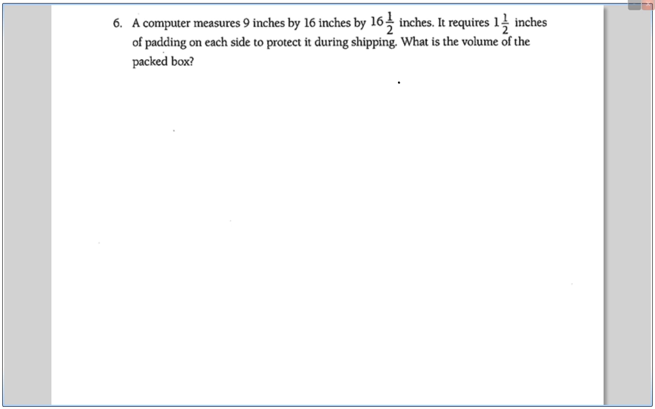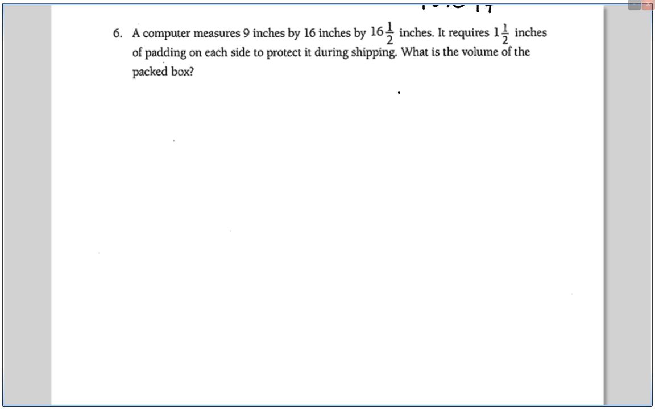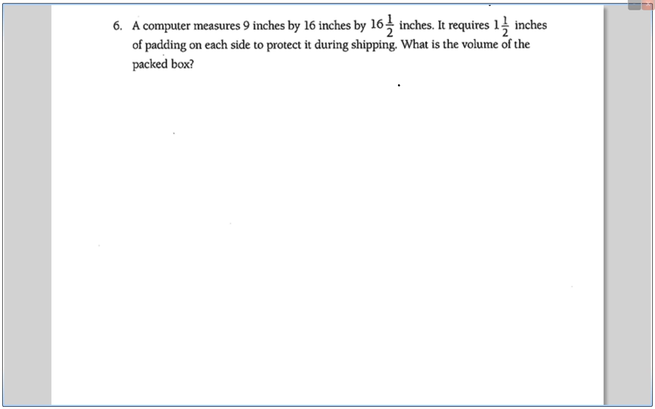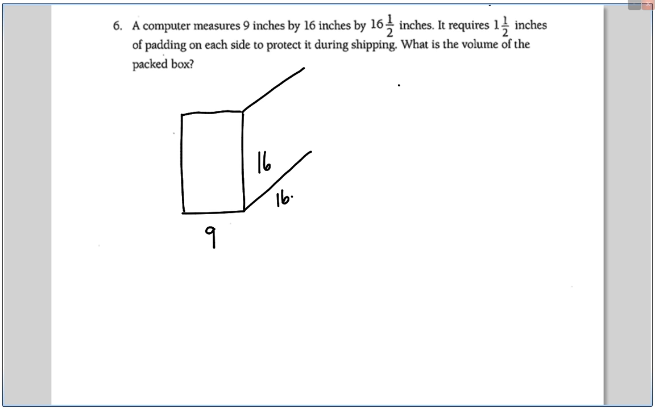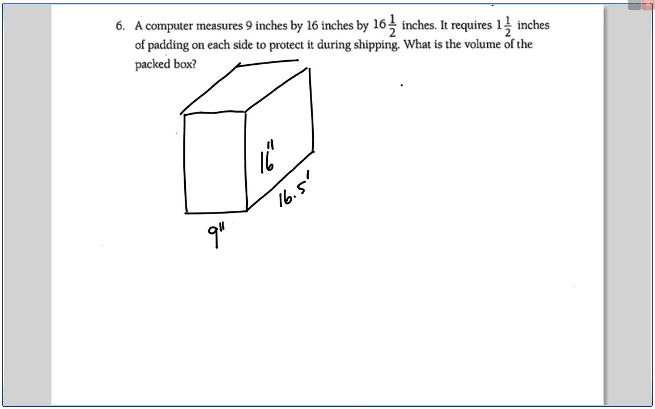A computer measures 9 inches by 16 inches by 16.5 inches. It requires 1.5 inches of padding on each side to protect it during shipping. What is the volume of the packed box? Okay, 9, 16, and then it was 16.5, so there's the box. These are all inches. So 9, 16, and 16.5.